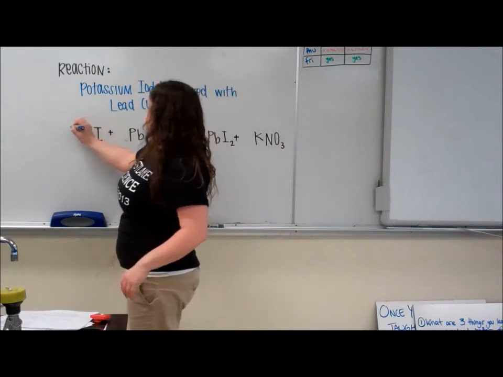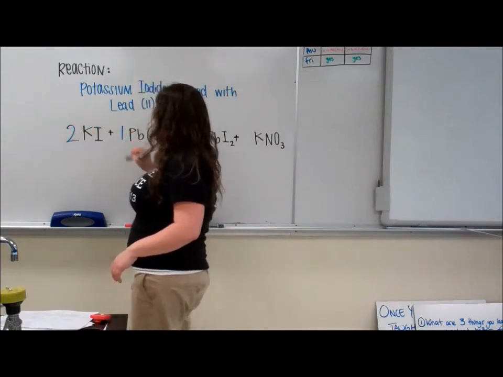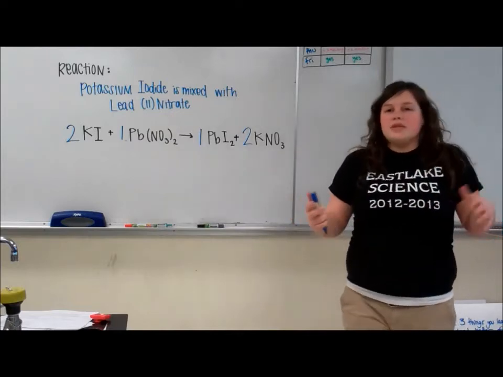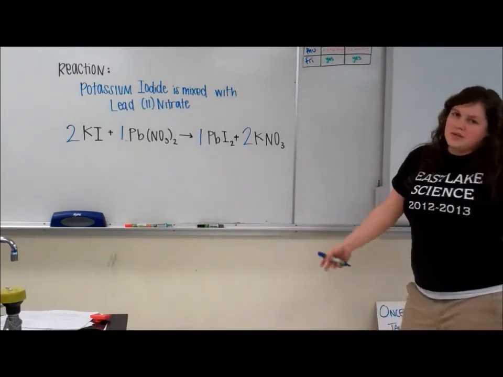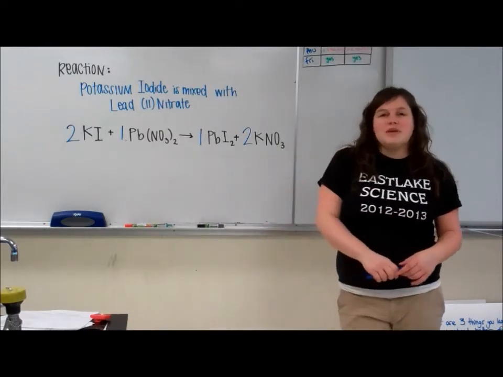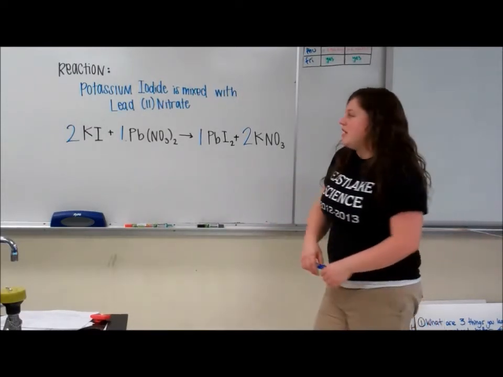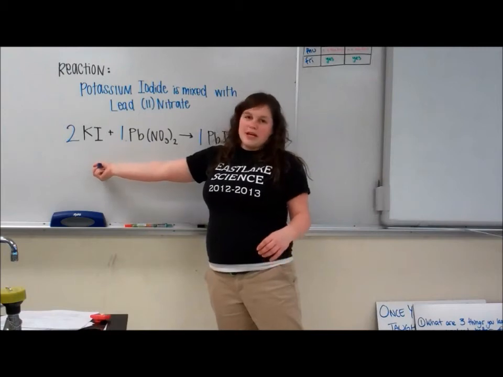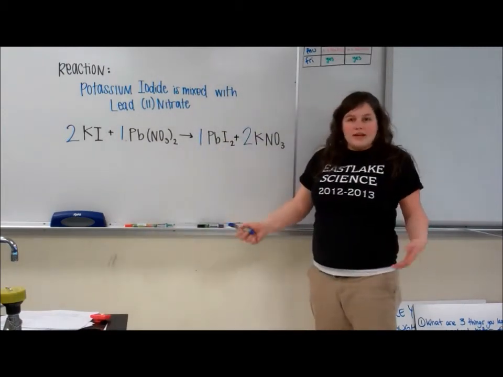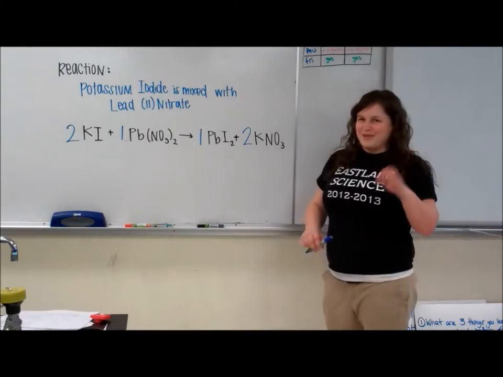We can look and we can say that there should be a 2 to 1 to 1 to 2 ratio. And remember, we talked about you don't really need to put the 1s in, but if it makes you more comfortable, feel free. So, this is what we call our mole to mole ratio. If we put in 2 moles of our potassium iodide, we should get out 1 mole of our lead iodide. Hypothetically, if everything goes perfect.